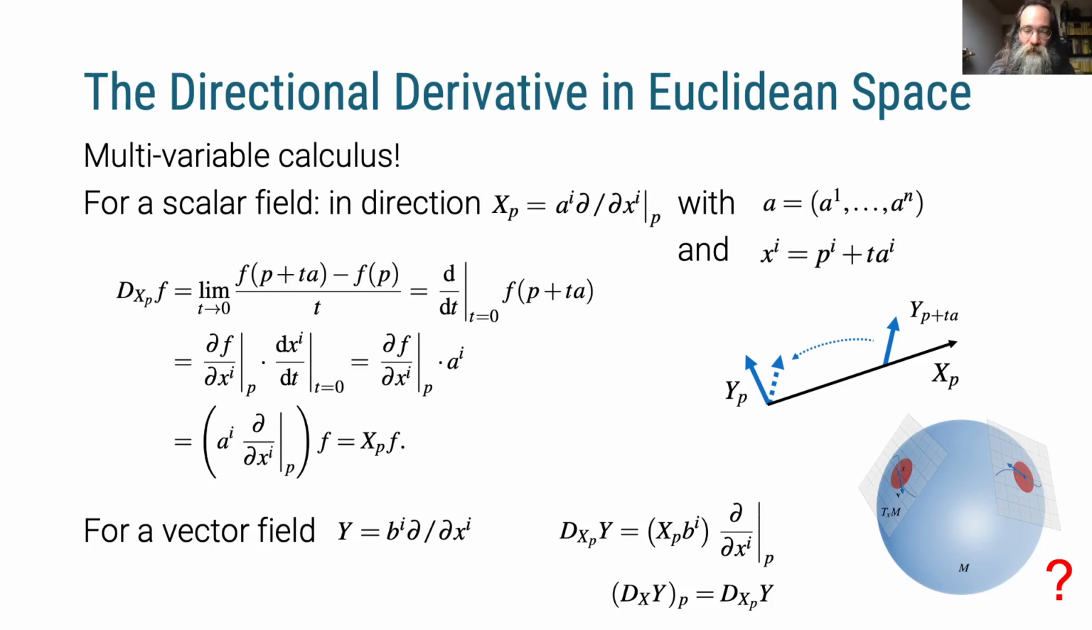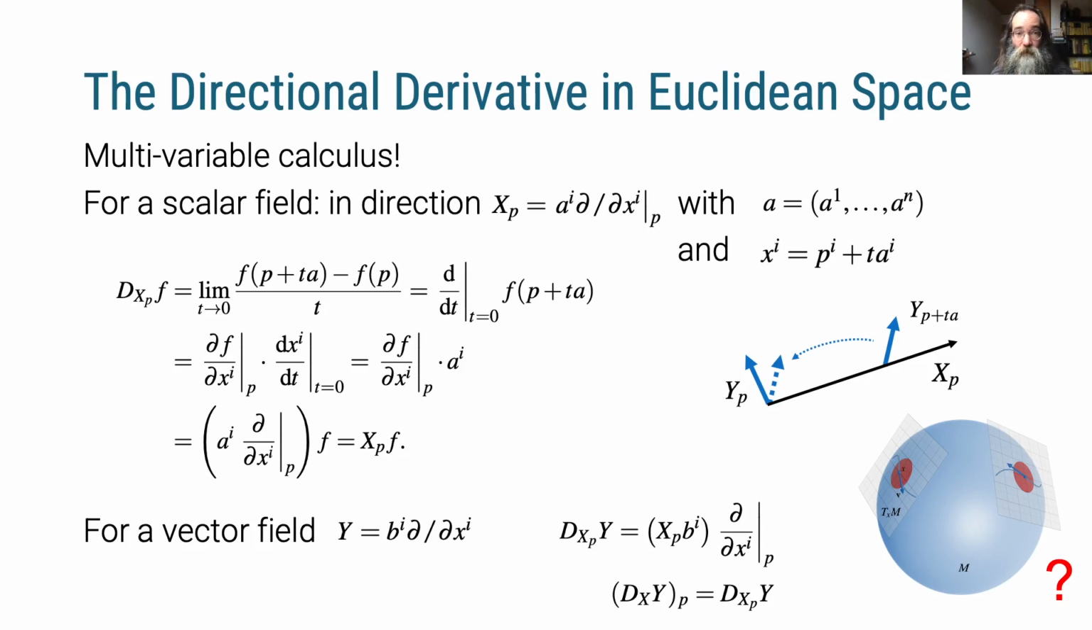Before I talk about connections and the Levi-Civita connection, I want to talk about the directional derivative in Euclidean space. The reason is that connections are actually generalizations of this directional derivative in Euclidean space to curved manifolds. In order to understand them, we have to understand the directional derivative in Euclidean space and what the problem is in extending it to curved spaces. In Euclidean space, we actually just have to use multivariable calculus. Let's start at the beginning, with the directional derivative of a scalar field.